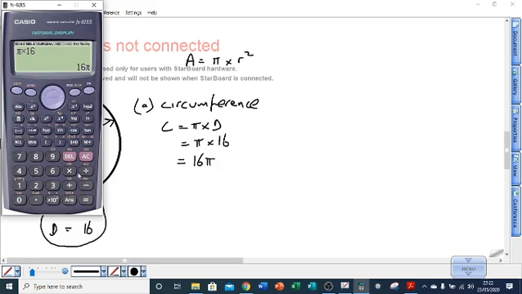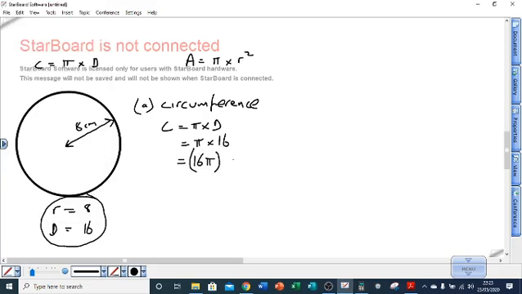Okay, but if you did want it as a decimal, or if the question wanted it as a decimal, not in terms of pi, and you have to round it to 1 dp, let's say, the answer would be 50.3 centimeters squared. But I'm going to leave it as that. It is that many. Sorry, not centimeters squared. It's a length, so it's centimeters.